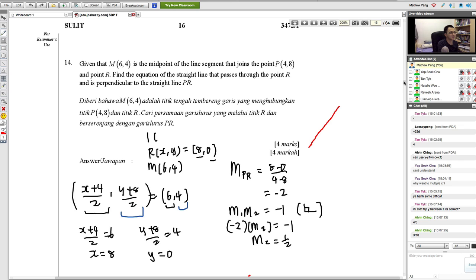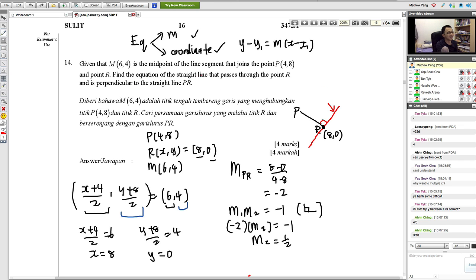Because the question basically asks you to find the equation of the straight line passing through the point R and perpendicular to the line PR. This is what happened. If you can visualize this one, then it shouldn't be too hard for you.